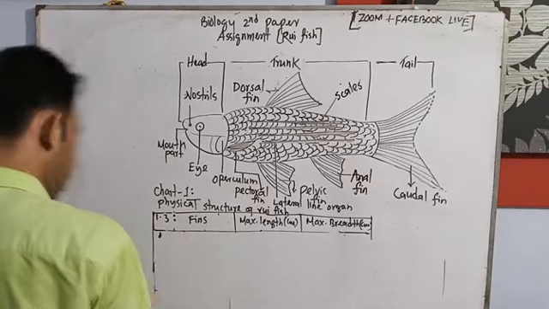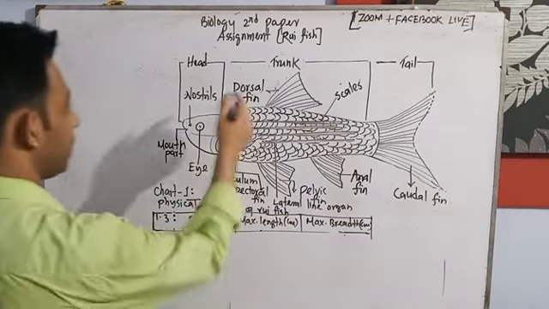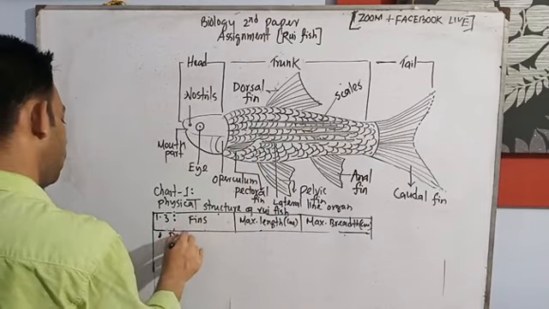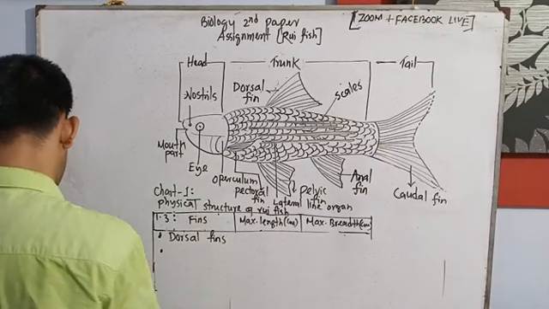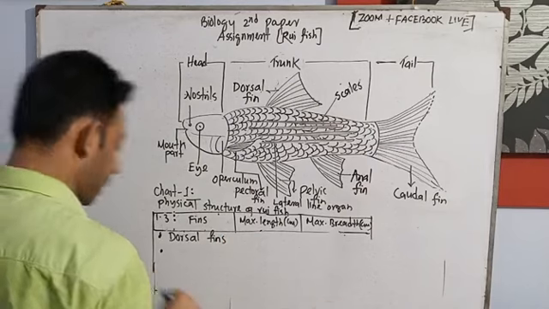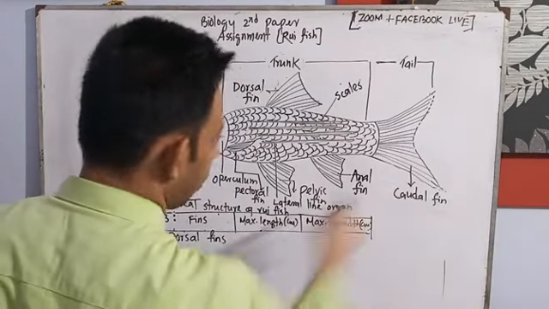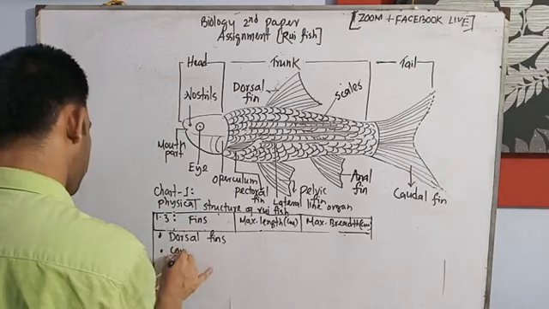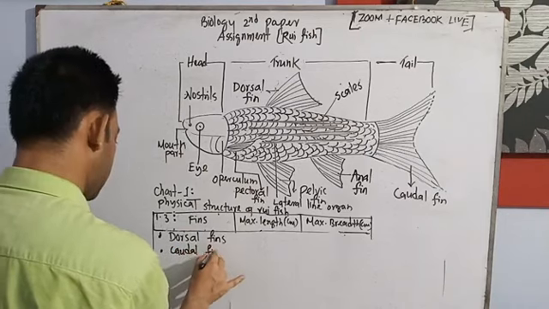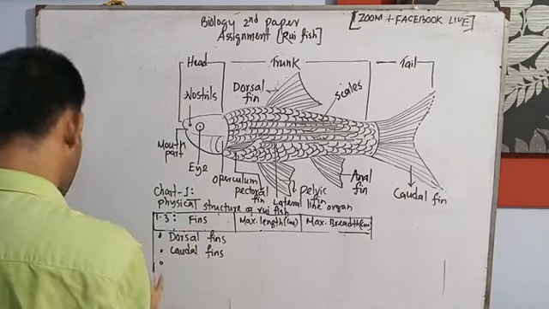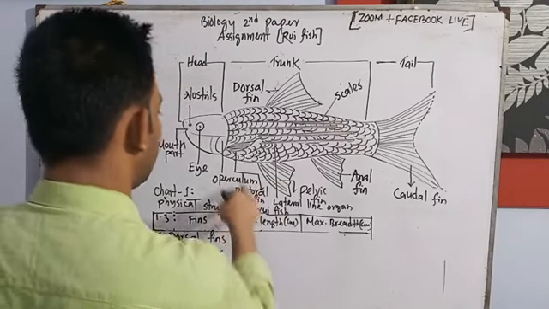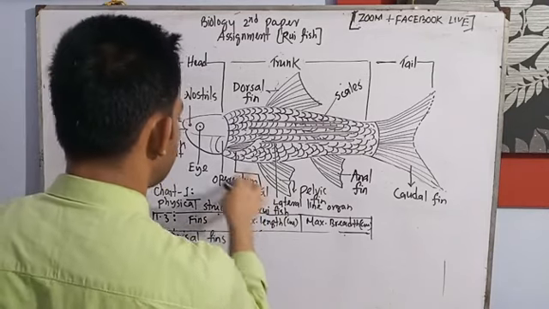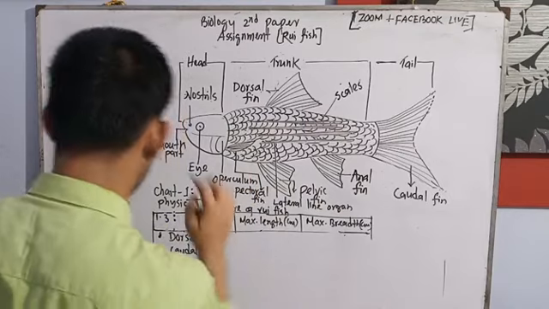Okay, the first one we say here is the dorsal fin. Dorsal fins. Okay, second one, it is about the caudal fin. Caudal fins. Okay, and the third one, it is asking for this one, pelvic. Sorry, pelvic is not this one. The pectoral fin or chest fin.